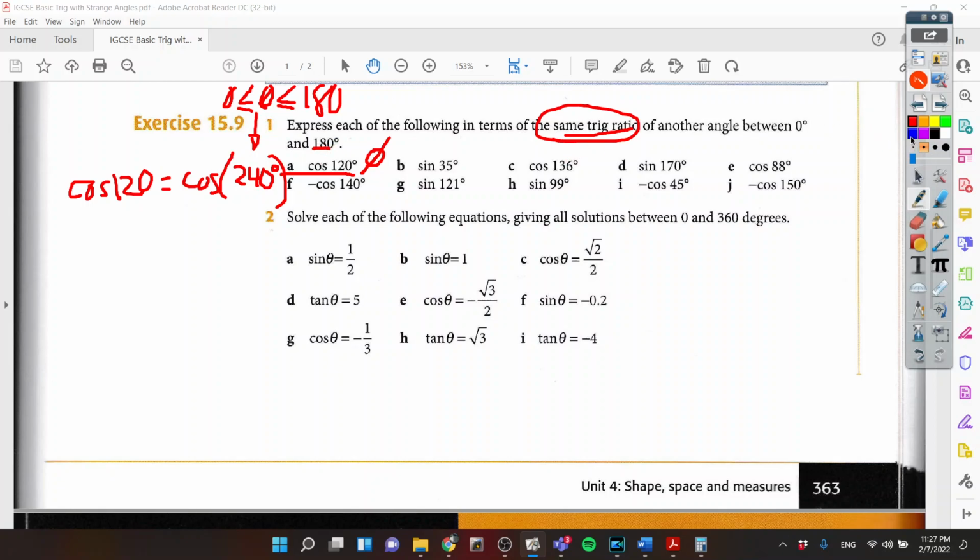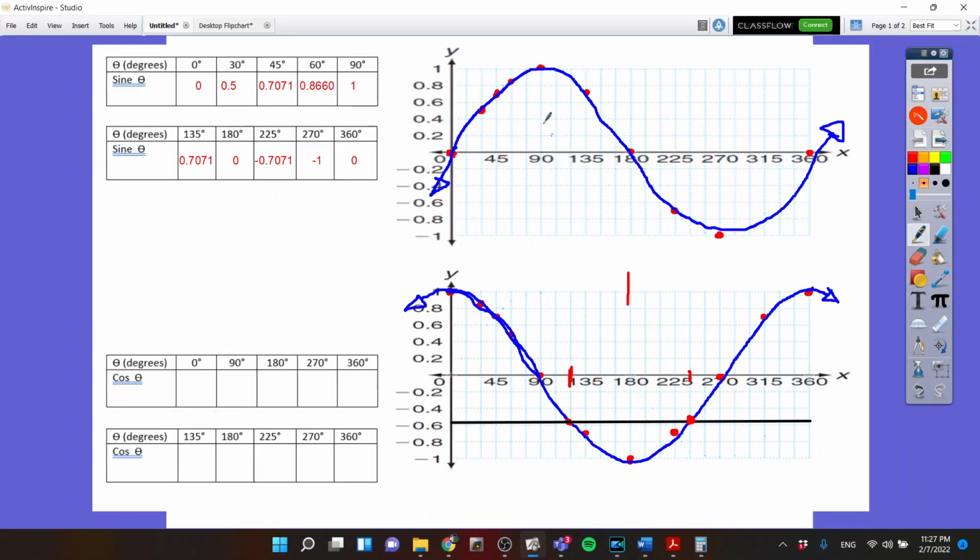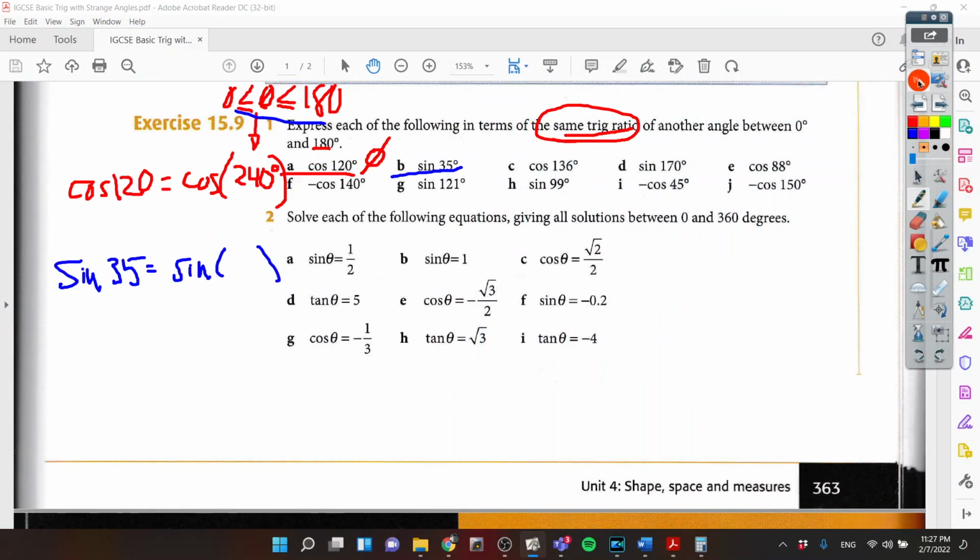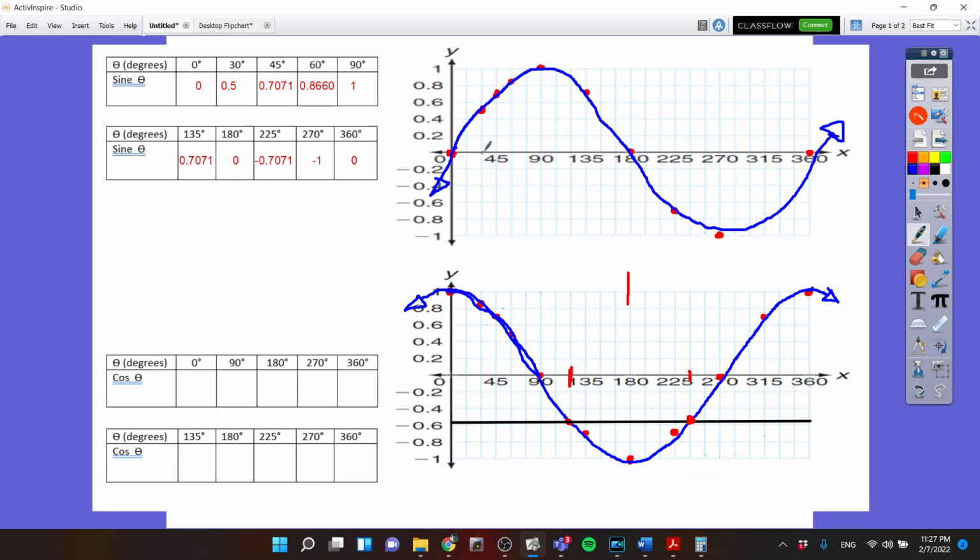Let's look at one or two more. Let's say sine of 35. If we want sine of 35 to equal sine of some other angle between 0 and 180, let's go back here. Now we're looking at sine. I wanted sine of 35 degrees. Here's 45, meaning this is 30, so 35 is in here, and that hits the curve like there.